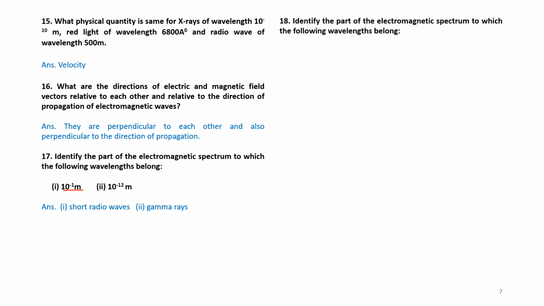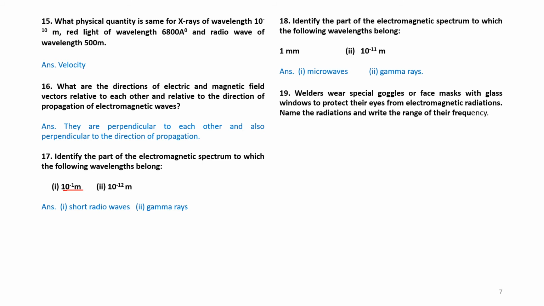Question number 18. Identify the part of electromagnetic spectrum to which the following wavelengths belong. Number 1, 1 mm and number 2, 10 to the power of minus 11 m. So, part 1 is microwaves and part 2 is gamma rays. Please refer back to the slides table of all types of electromagnetic waves and their properties.